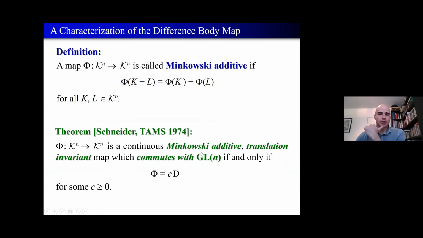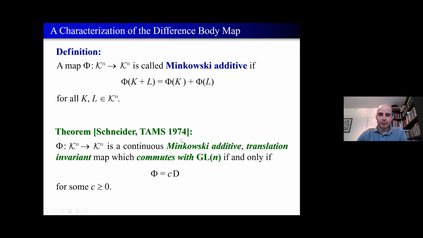Okay, so we had these properties: Minkowski additivity, commuting with GLn transforms, and also the difference body map is translation invariant. And then, also a classical result of Rolf Schneider from the 70s says, if you have such a map, then it must be a multiple of the difference body map D.